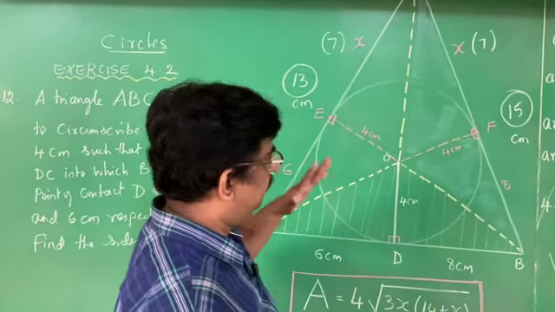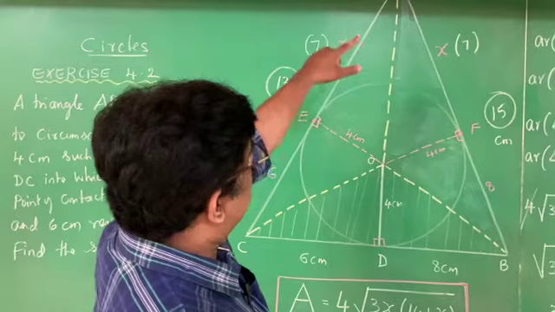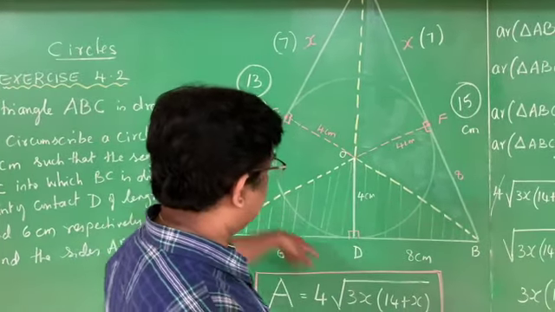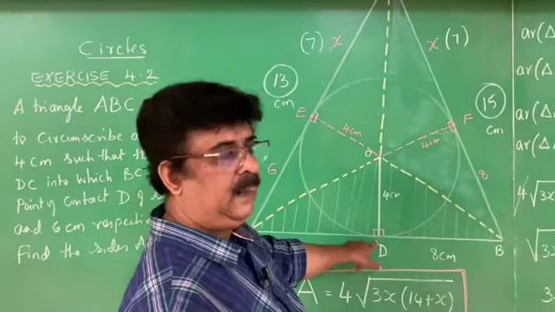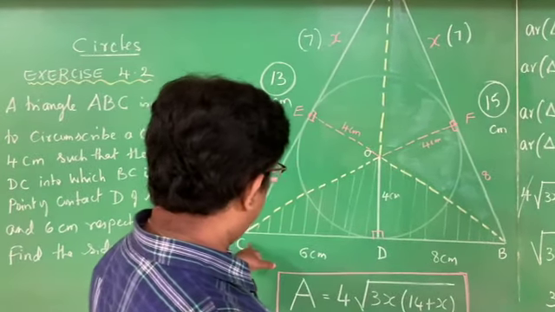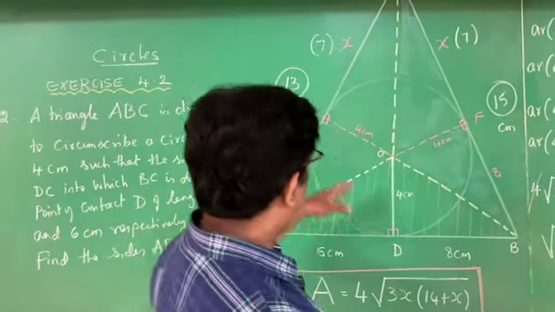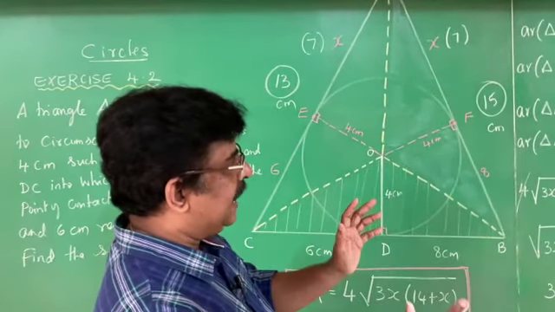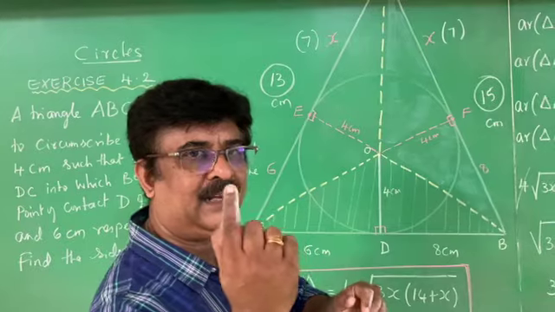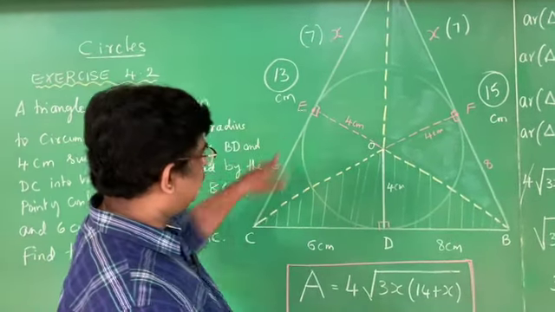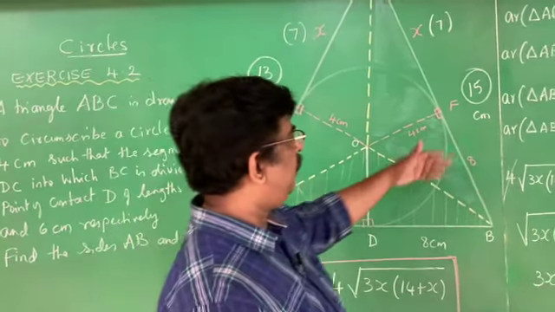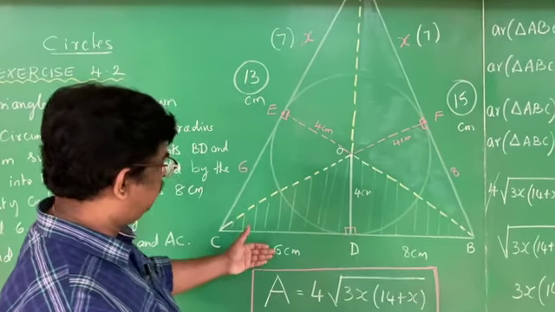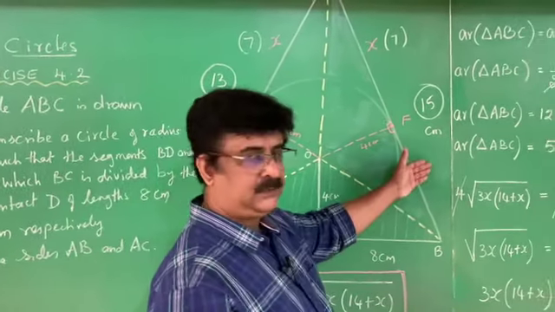The problem is like this. There is a triangle ABC that is circumscribing a circle of radius 4 centimeter, and they have given the length of one side, we have to find the lengths of the other two sides. The 10th standard content is only one line, that is, the lengths of the tangents drawn to a circle from an external point are equal. Therefore, see, this is 6, this is also 6, 8, this is also 8.